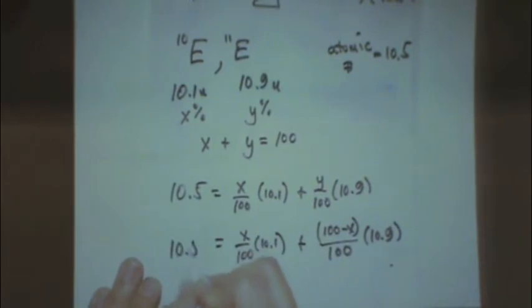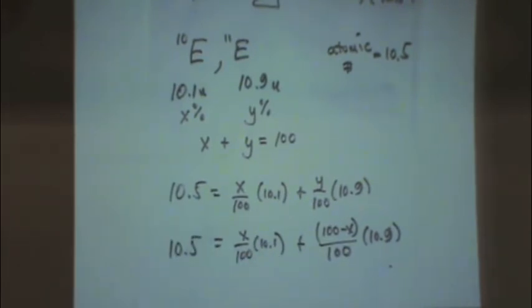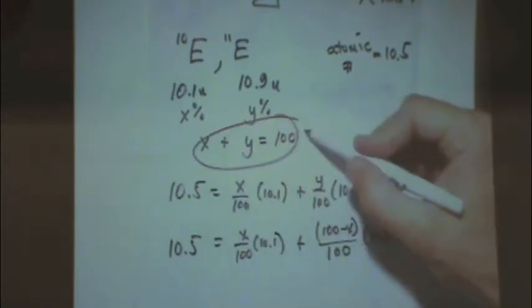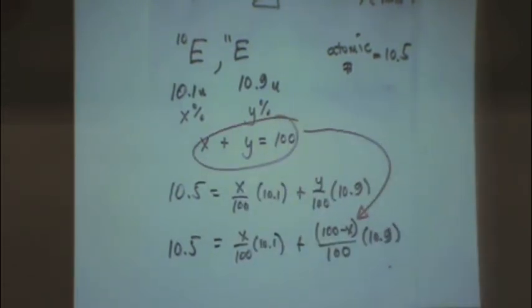So notice that we only have one variable now because I made this substitution of this equation in right here. Because I made that substitution, we only have one variable now, X. You solve for X and you'll have your percent abundance. So if you're asked for that kind of percent abundance, that's how I would solve for it.